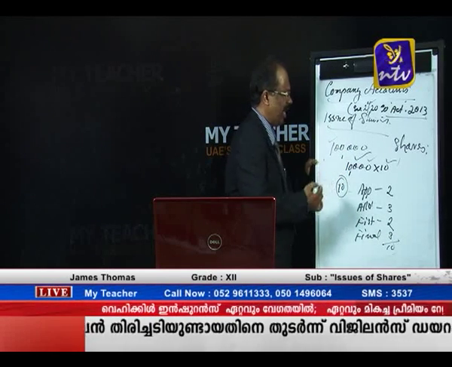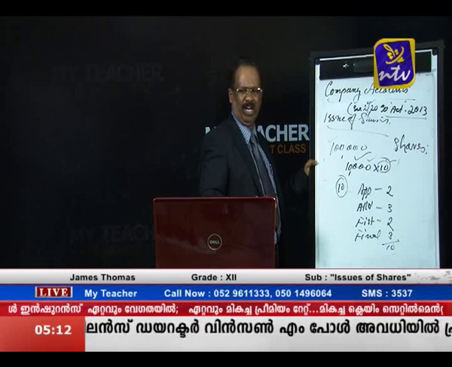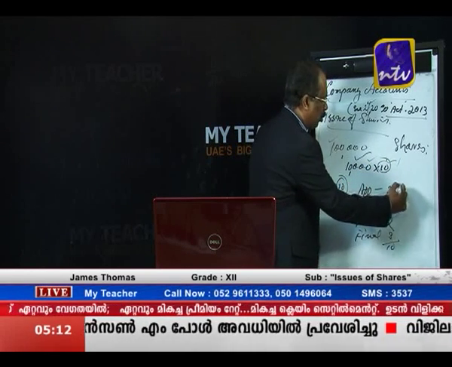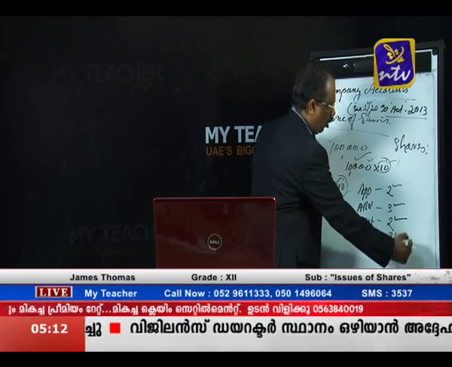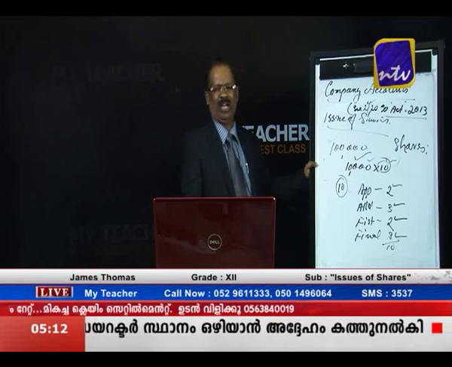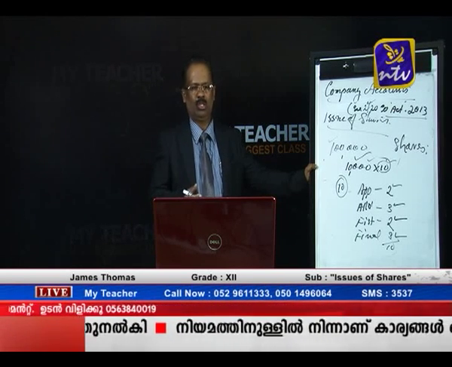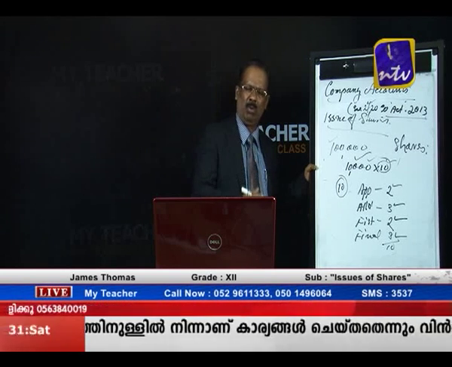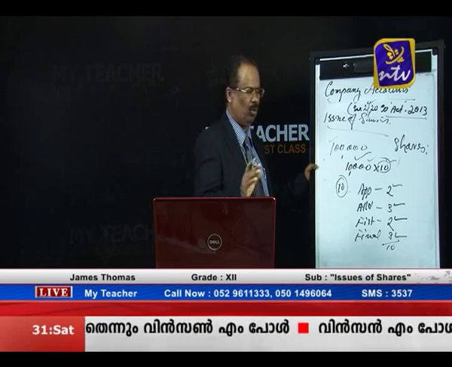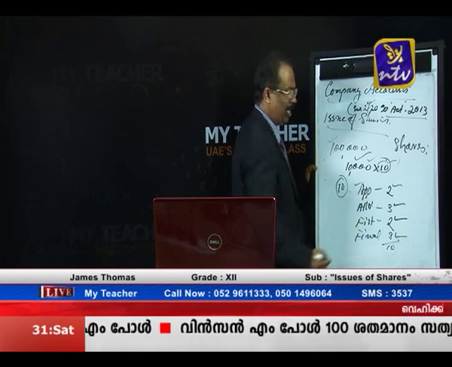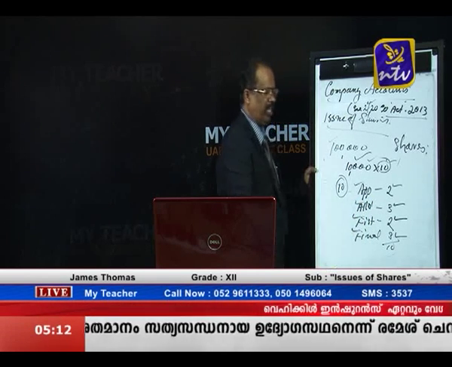So you can see that 1 share is equal to 10 rupees. That 10 rupees may be divided into application money 2, allotment 3, first call 2, and final call 3. So this is the way the company is collecting the share values. Sometimes they can collect a lump sum also, but normally companies collect this value as application money first, then allotment money, third the first call, and fourth the final call.